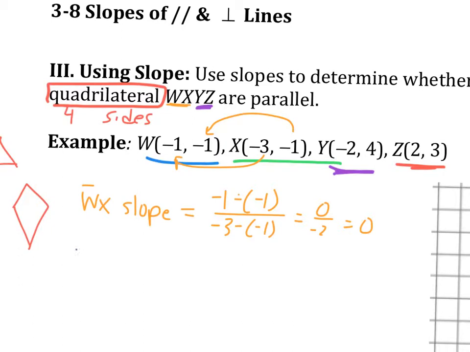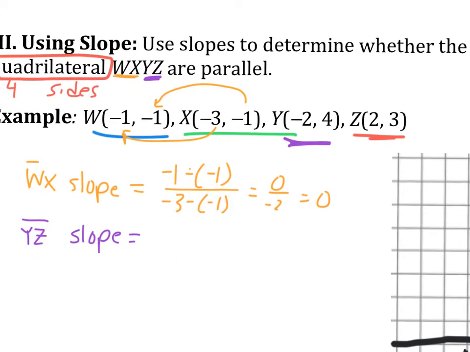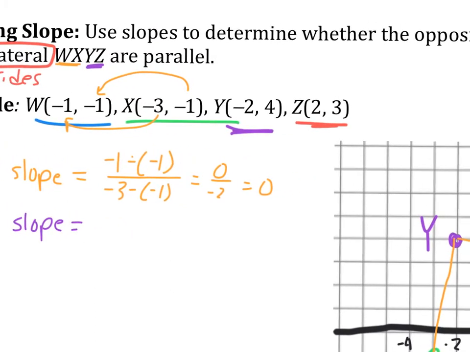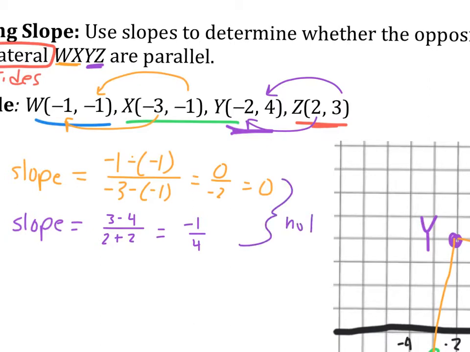Now to compare it to YZ, the slope of YZ. Now we already think, according to the diagram, that they're not going to be the same. So that's my expectation, so I'm just going to prove it now. All right, YZ, so 3 minus 4 here. And then 2 minus a -2, which is the same as 2 plus 2. And so my result is -1 over 4. And clearly we see that these are not parallel. So that's the first pair.